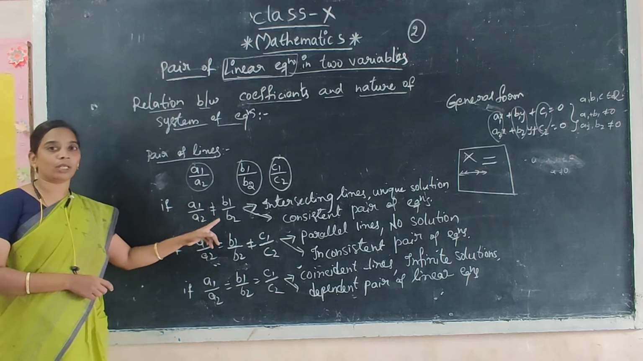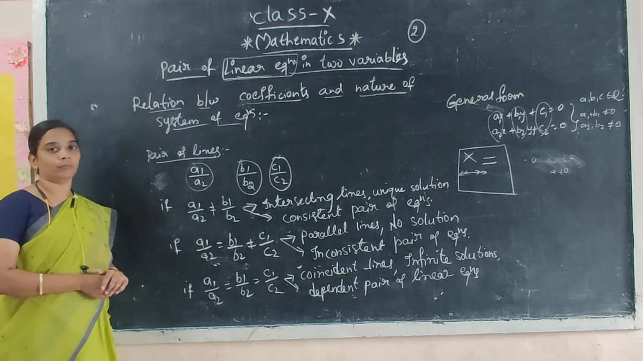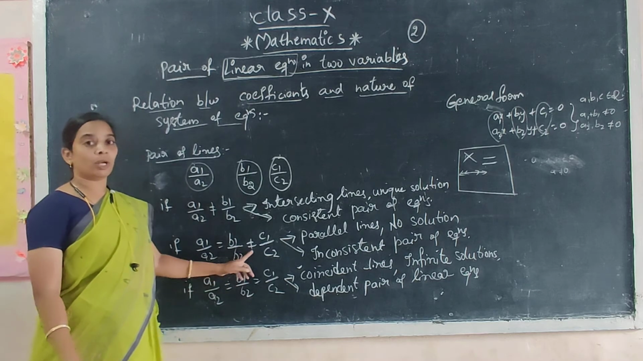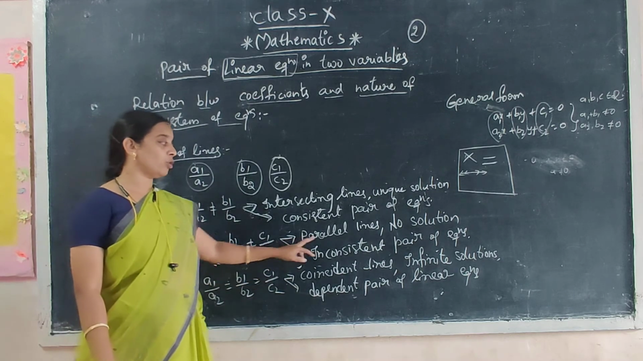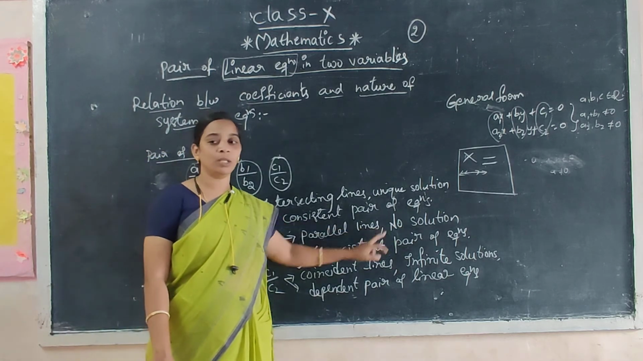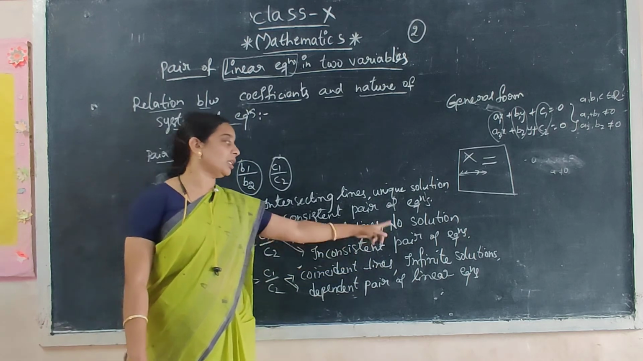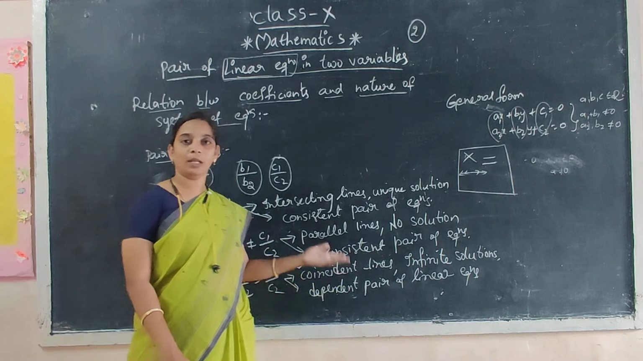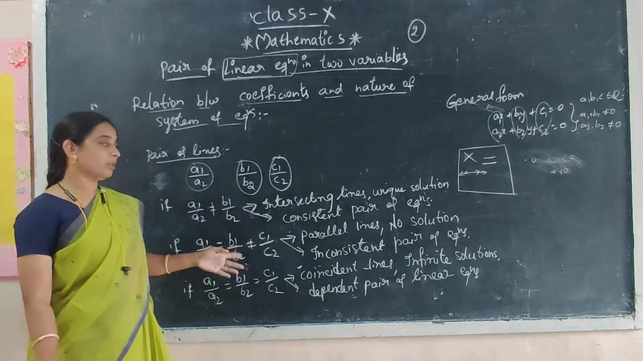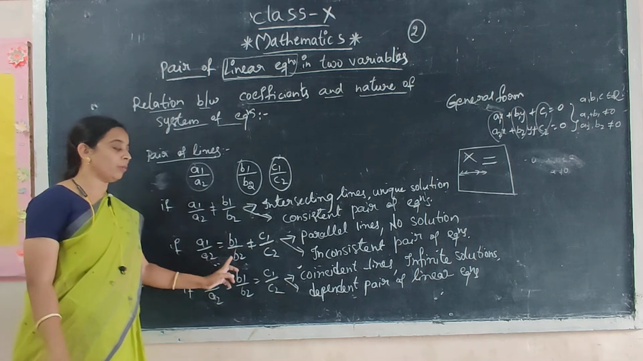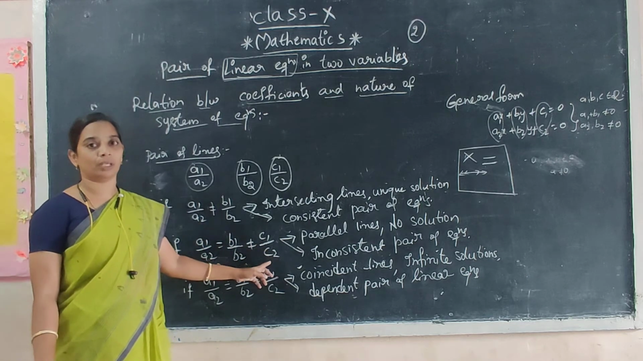A1 by A2 is not equal to B1 by B2. And next, A1 by A2 is equal to B1 by B2 is not equal to C1 by C2 is the condition of parallel lines, no solution, inconsistent pair of equations. Here also, in the same way, if any of these three words is found in the question, you will immediately recall this condition: A1 by A2 is equal to B1 by B2 is not equal to C1 by C2.